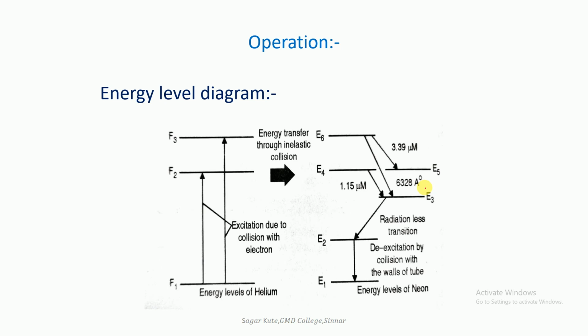The helium neon laser can be operated at any of three prominent wavelengths. First, lambda equal to 6328 angstrom, that is the energy between E6 and E3. Second, lambda equal to 3.3 micrometer, that is 33,900 angstrom, between energy levels E6 and E5. And third, lambda equal to 11,522 angstrom, that is 1.15 micrometer, between energy levels E4 and E3.